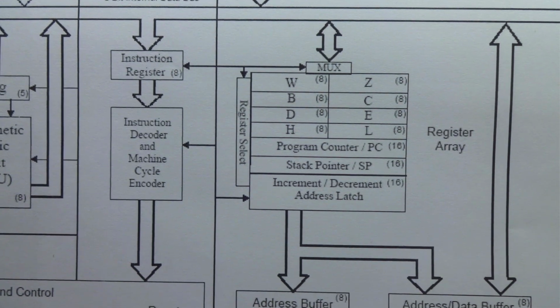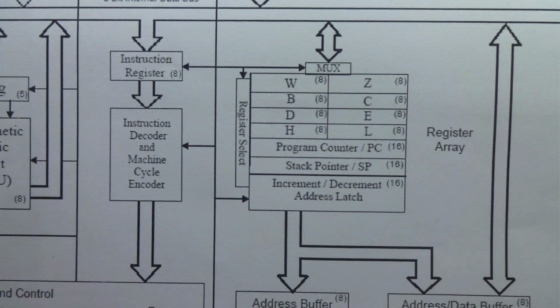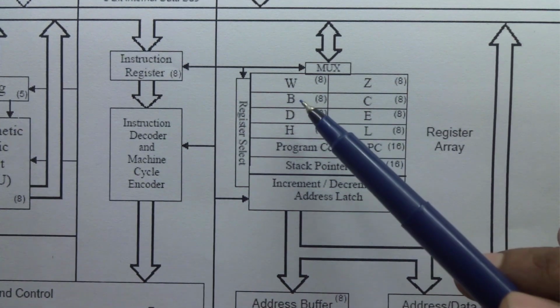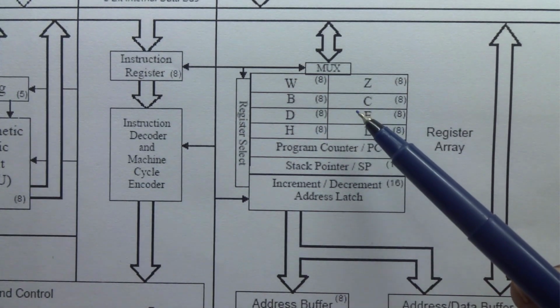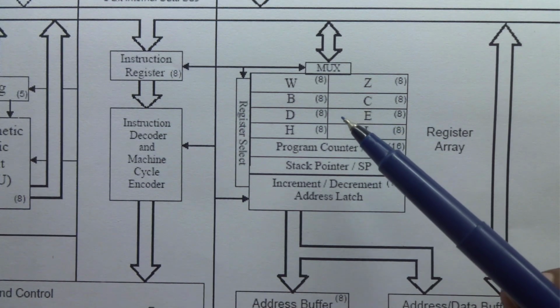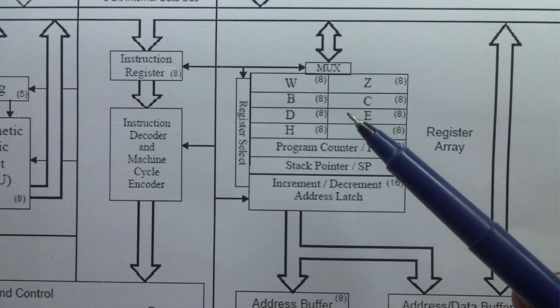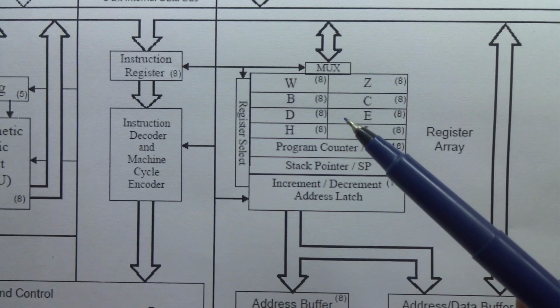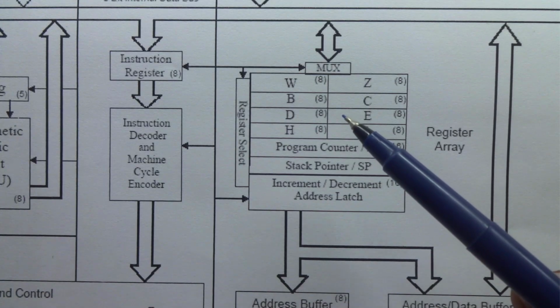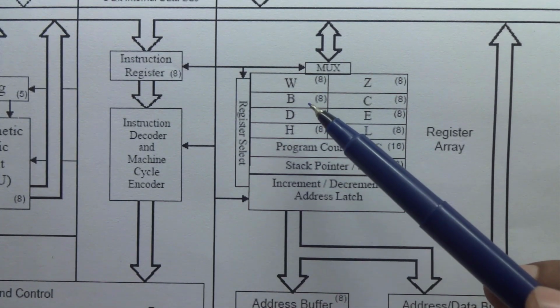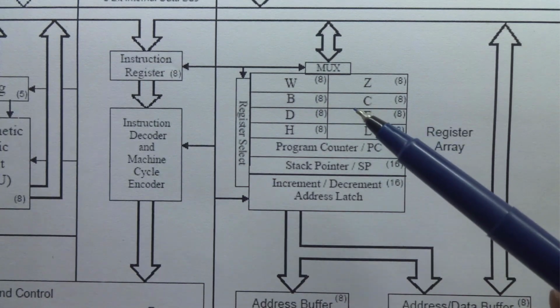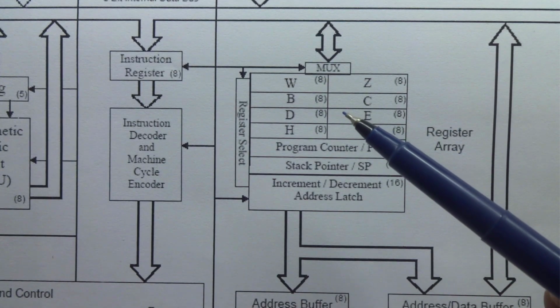For example, if I want a 16-bit number, I can combine the B register and C register into a single register. This is called a register pair. A pair of registers. Yes, pair means it is 2. So by combining two 8-bit registers, we can get 16-bit accessibility.